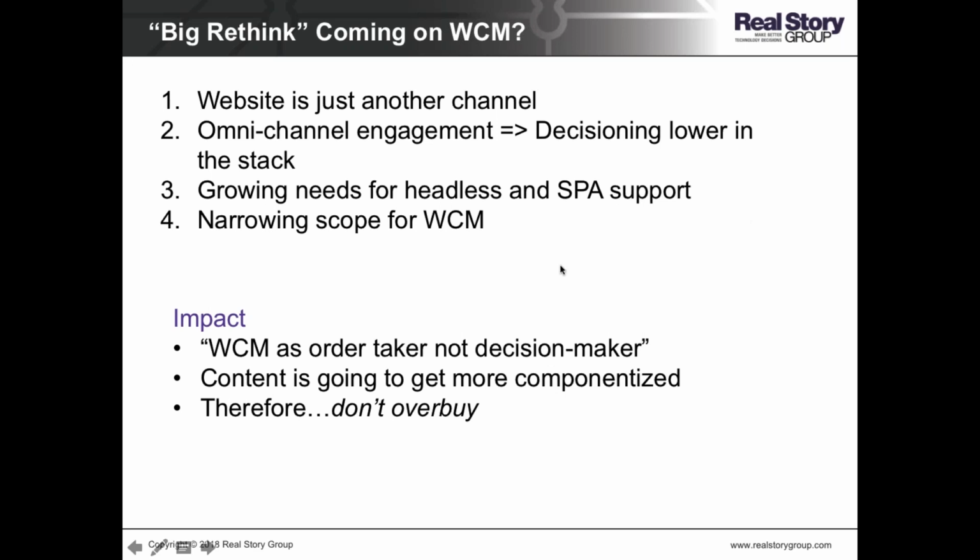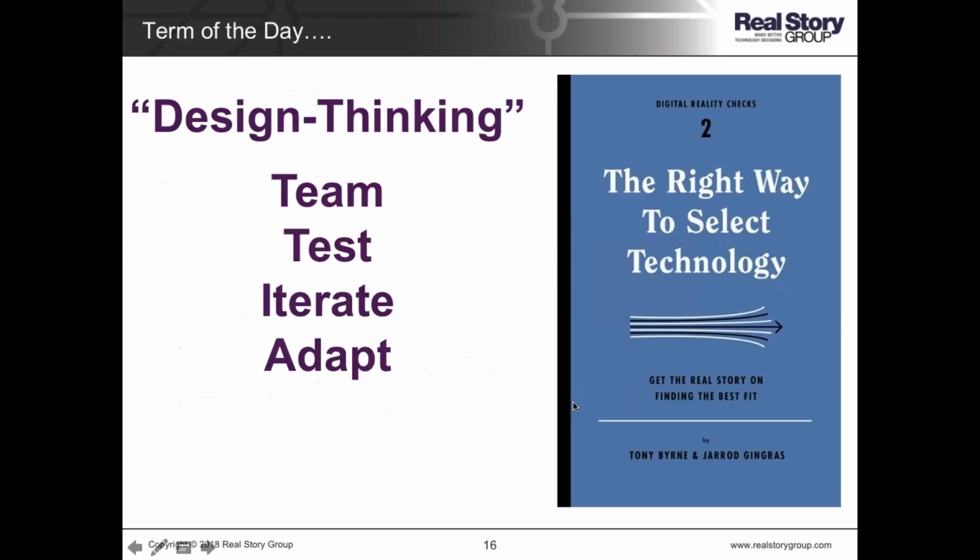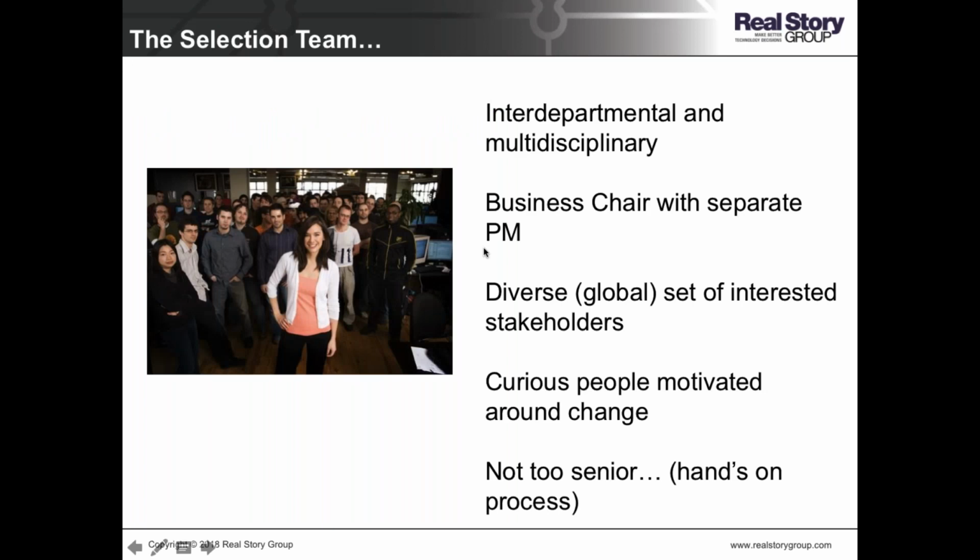Okay. So how do you go about selecting it? My colleague Jared and I wrote a book published by Rosenfeld Media called The Right Way to Select Technology. And the idea here is to apply design thinking to this process. So this, again, is going to help you keep it real. You're going to build a team, emphasize testing, and then iterate and adapt throughout this whole process. It's going to be a much more human-oriented process as well.